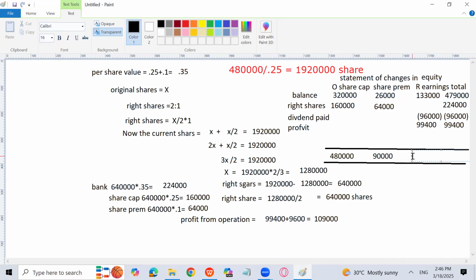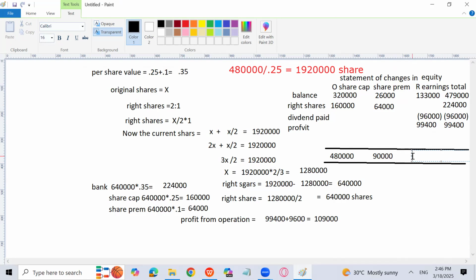There can be revaluation upward, revaluation reserve can be created, downward can be there. Bonus shares can also be issued in this question, but it is not given. So we can go for the total of the retained earnings, and then we can go for the total of the total. Matlab grand total, you can say like that.